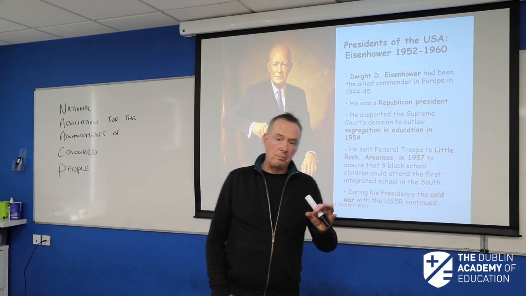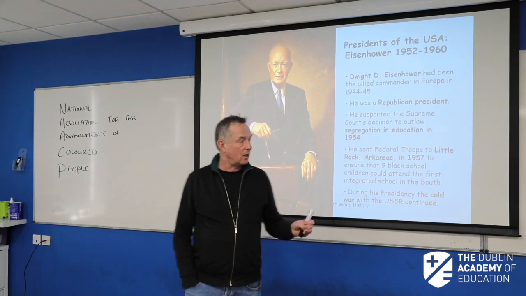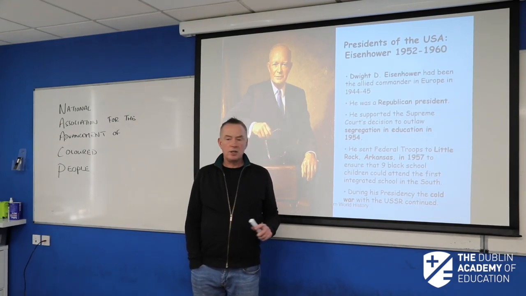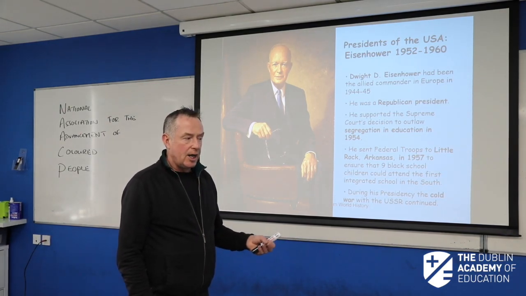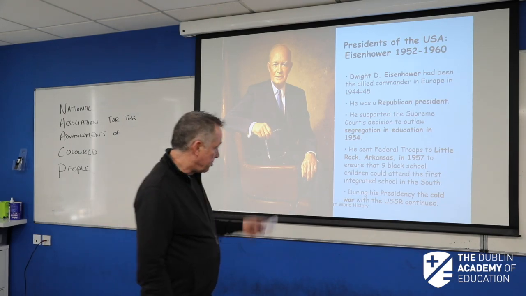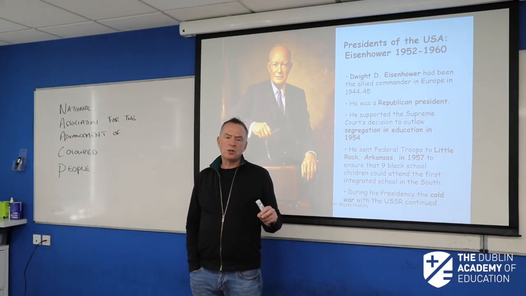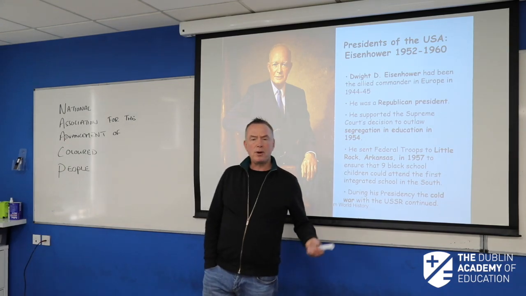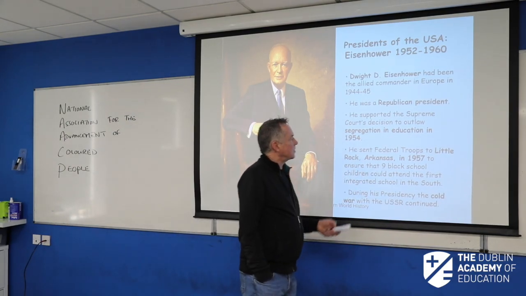During his presidency, he oversees some landmark decisions in civil rights. First of all, in 1954, segregation in education went in front of our friends, the Supreme Court. The nine of them voted 9-0 to get rid of segregation in education. They said it was inherently unequal. So they were overturning a part of the Plessy versus Ferguson legislation from 1896.